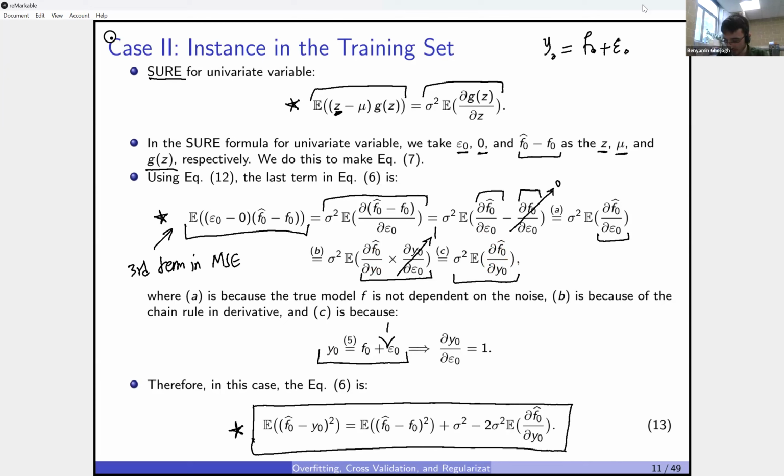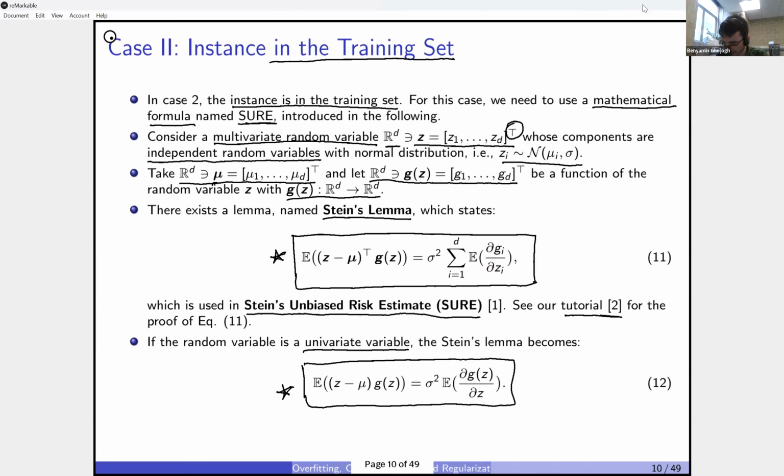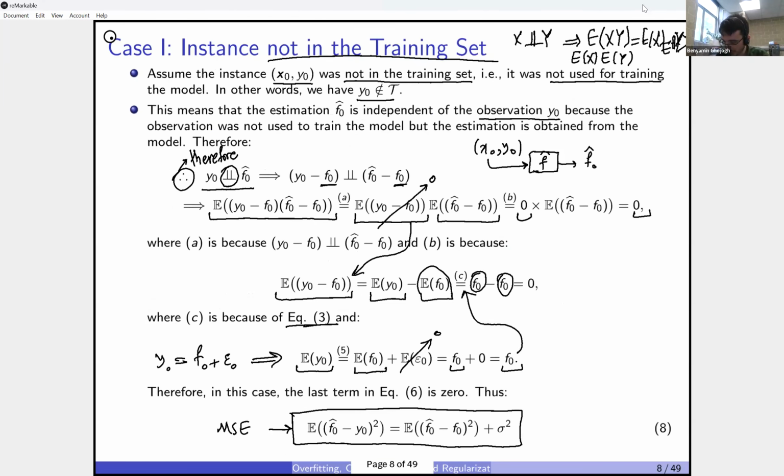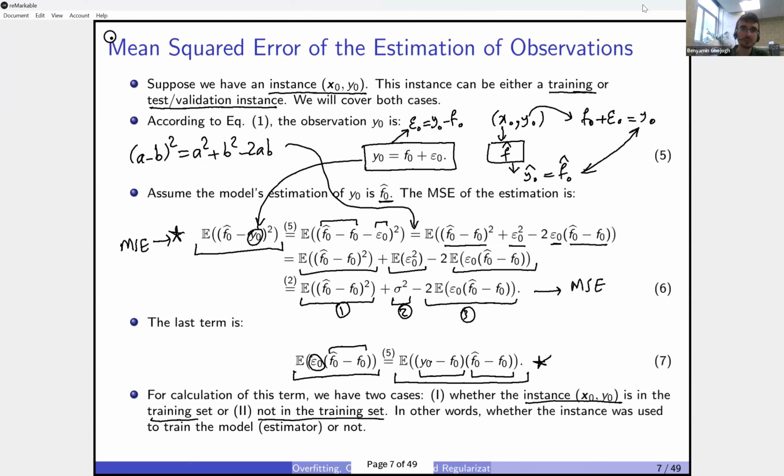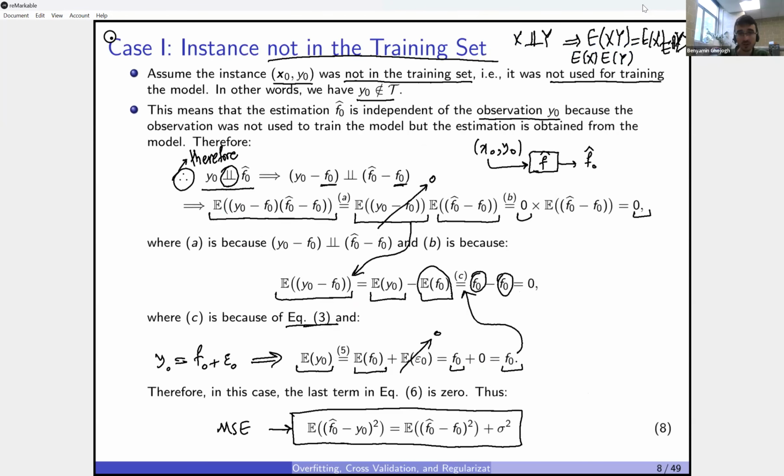So in a nutshell, what did we have? We had mean squared error in equation 6, mean squared error between the predicted outputs and the labels in the data set. It had 3 terms. For the third term, which was equation 7, we discussed 2 cases. And when we worked out the math, we saw that mean squared error for case 1 becomes this, because the third term is 0 in case 1 where the instance is not in the training set.